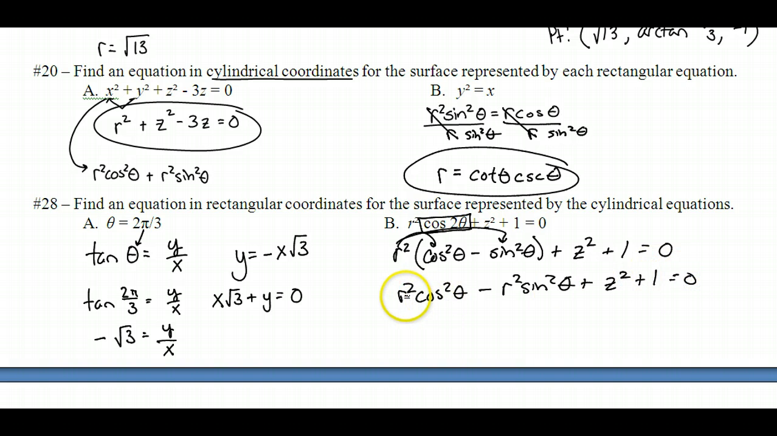And this is very convenient that we have both r squared and cosine squared, and obviously same in this term, because we know that r cosine of theta is equal to x. Well, if they're both x, and if they're both squared, well then we just would have x squared minus, you have an r squared and the sine squared, so that gives us y squared, and then plus our z squared, which we can have z. Obviously for rectangular we need x, y, and z, plus 1 equals 0. So those are pretty easy conversions, nothing too different from what we've done in the past. And z is equal to z, so that actually makes it really, really nice.